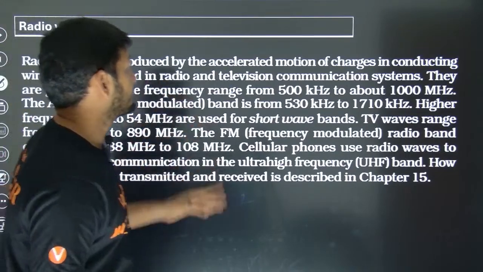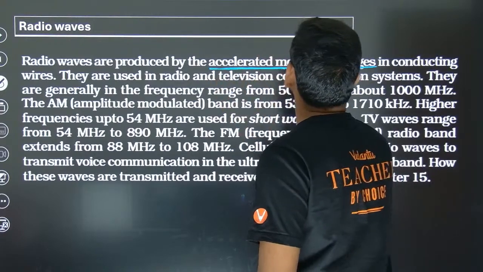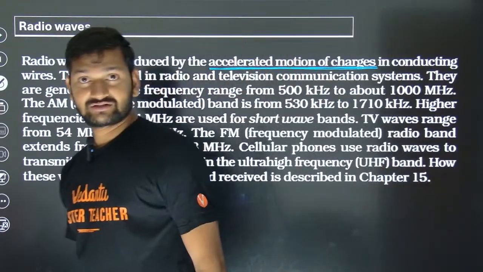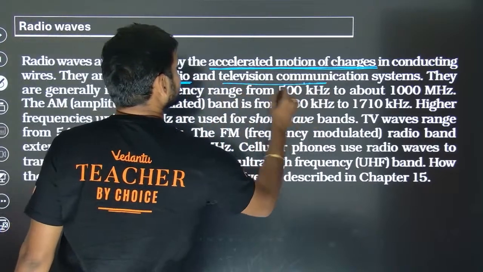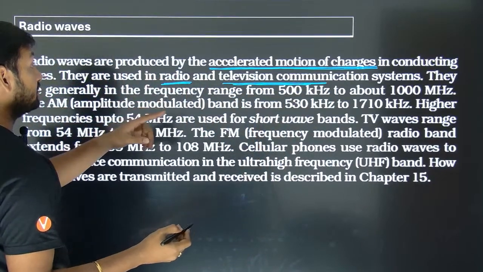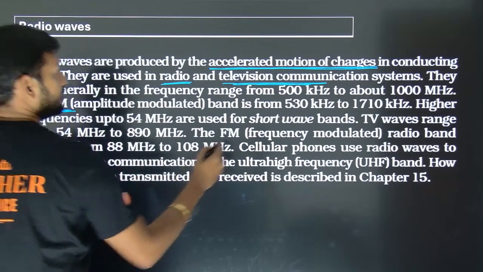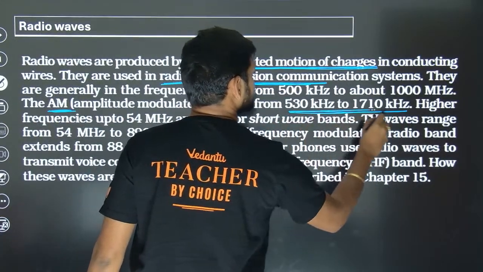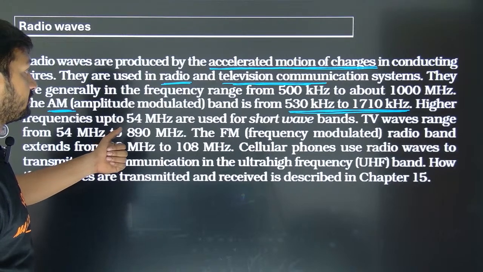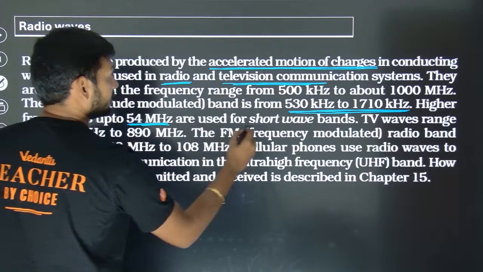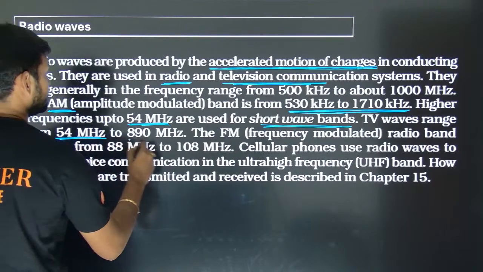See, radio waves, as I already said, are produced by accelerated motion of the charges in the conducting wires. Now they are used in radio and television communications. And now you have to look at the range of frequencies. The amplitude modulated band is 530 kilohertz to 1710 kilohertz, and higher frequencies, look, up to 54 megahertz are used for short wave bands. TV waves range from 54 megahertz to 890 megahertz.